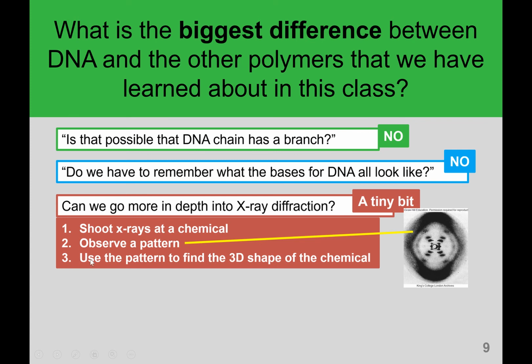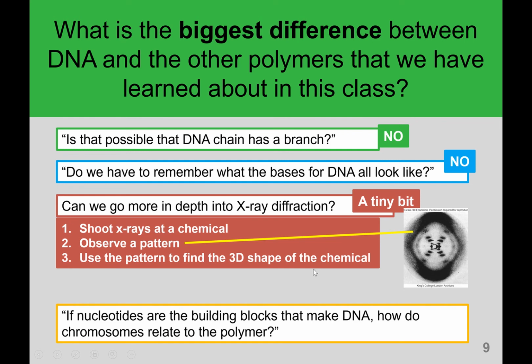You have to do a bunch of math and computer stuff to figure out what that pattern means, but eventually you can figure out the 3D shape for a chemical. So this was sort of the first X-ray diffraction pattern that they used to figure out the actual 3D shape of DNA.